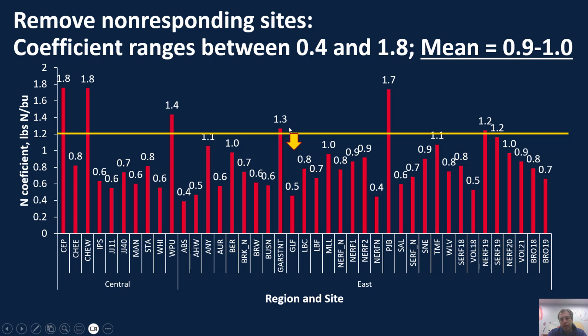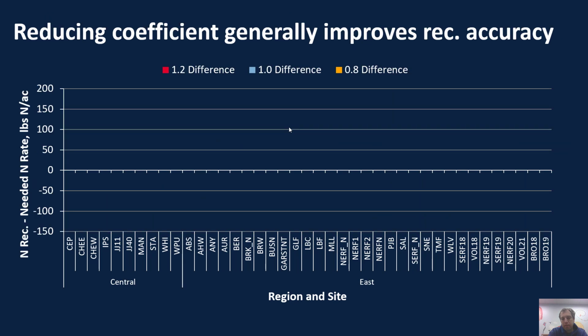If we look at the average of the sites that we've done the last 5 years, that average is actually closer to 0.9 or 1, depending on what region of the state we're in. So it shows us that 1.2 is likely high, which we've seen. The recommendations tend to be overdoing it.